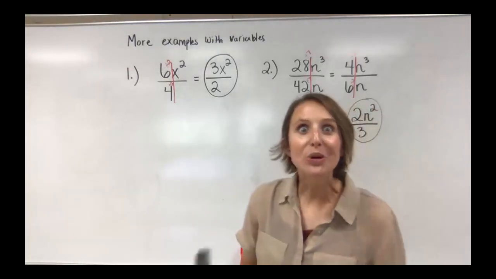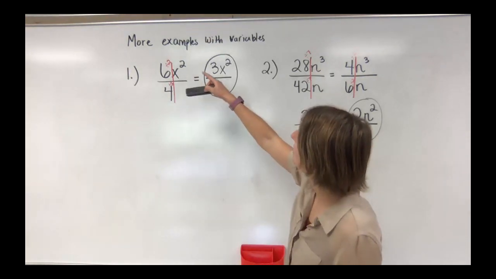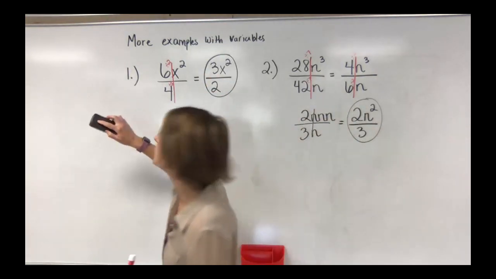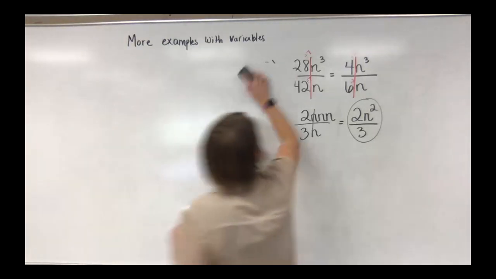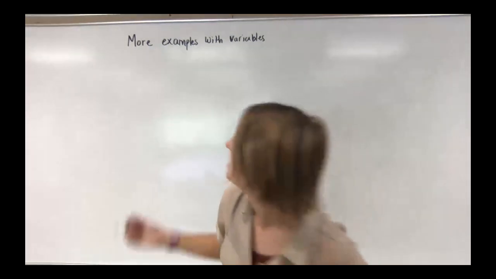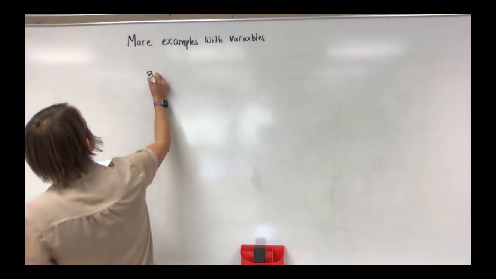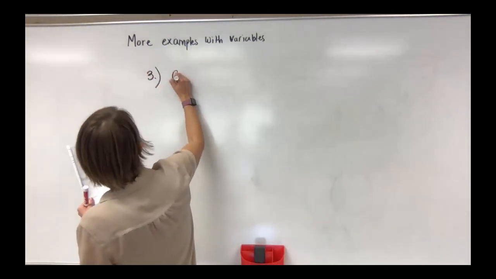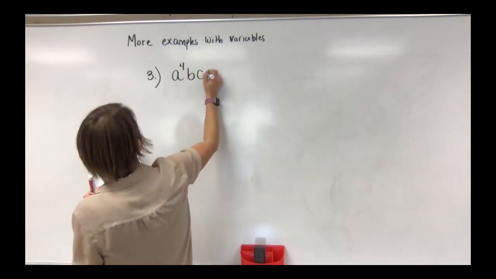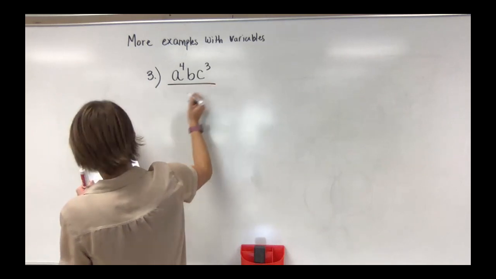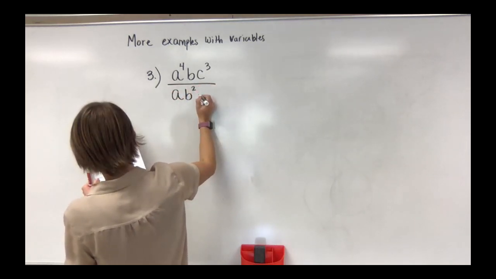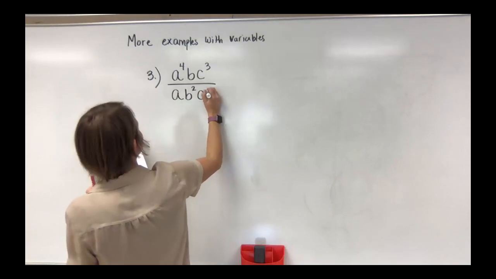Let's go ahead. We have 2 more examples to do with simplifying fractions, including variables. We have example 3 and example 4. Let's write those down together. So example 3, here we go. A to the 4th power times b times c cubed over a times b squared times c squared.